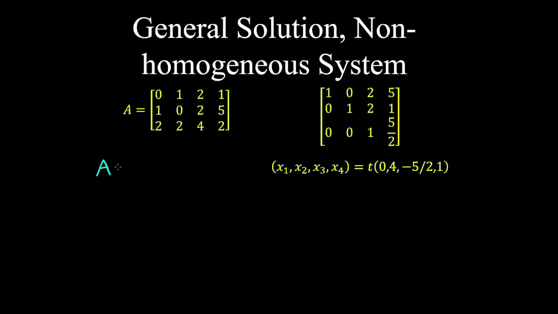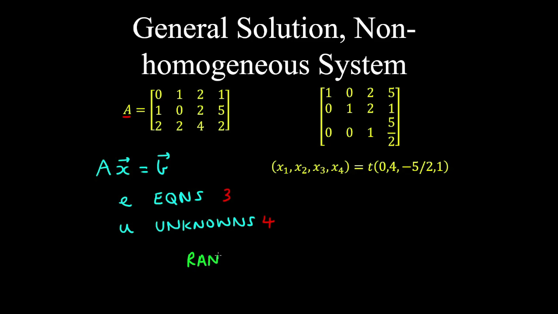If we have a consistent non-homogeneous linear system, AX equals B, and this system has E equations and U unknowns. So for example, by looking at A, we have 3 equations and 4 unknowns. Now if A has some rank, then a general solution of this system contains U minus the rank of A parameters.